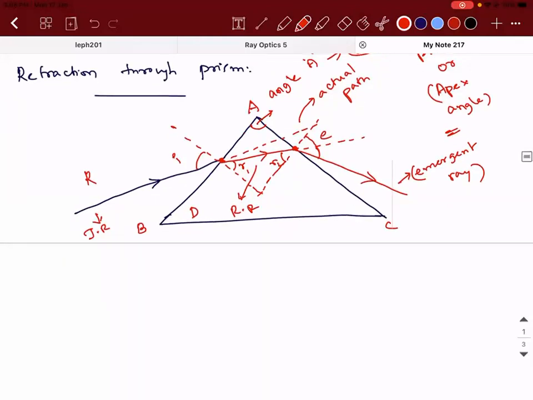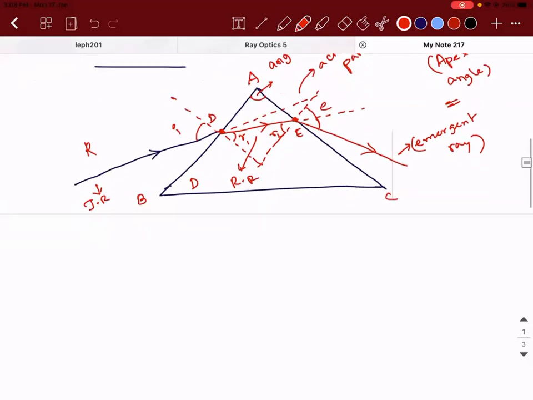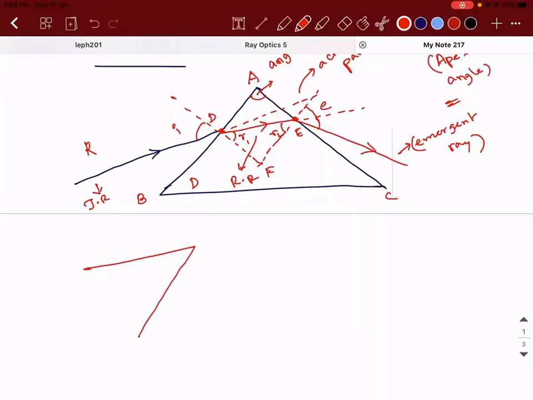Now let me take these points as D and E. If I take the triangle DEF, observe what is going to happen. D, E, and F. This angle is R1, this angle is R2. Then how much will this angle be? It is going to be 180 minus (R1 plus R2).